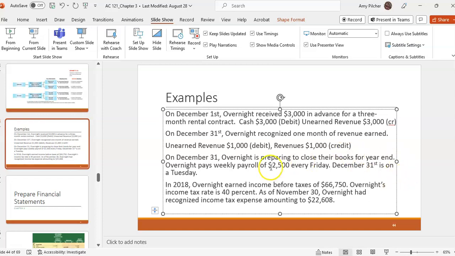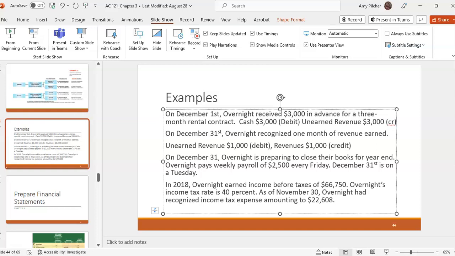Okay. Now we have a payroll. So we're preparing to close our books for the year, and we pay weekly payroll on every Friday. And December 31st is on a Tuesday. Okay, so $2,500 every Friday. We assume a 5-day work week, so Monday, Tuesday, Wednesday, Thursday, Friday. We would take that $2,500 and divide by 5, and that is $500 a day. December 31st is on a Tuesday, so we have 2 days of payroll. So 500 times 2 is 1,000.